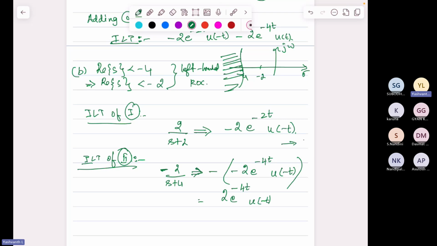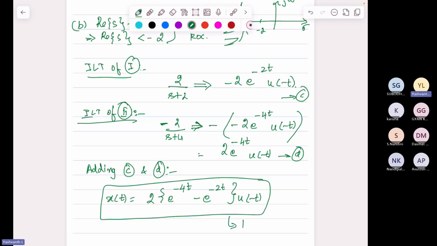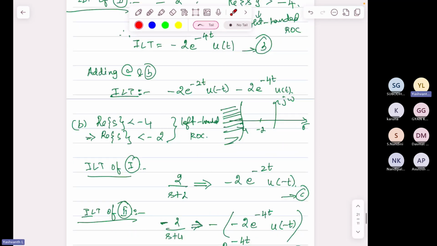So again, call these c and d and add both. Adding c and d, we get x of t equal to 2 times e power minus 4t minus e power minus 2t, into u of minus t. So you see, this is a left-sided signal, because both terms are u of minus t. The sum or difference of two left-handed signals is again a left-handed signal. That's why your ROC is also left-handed.